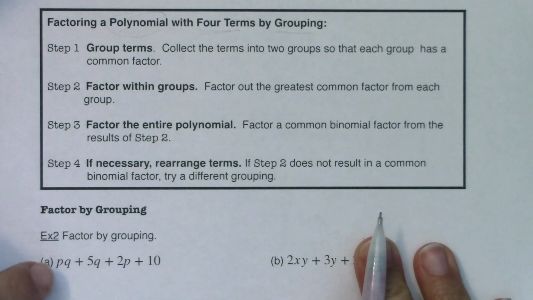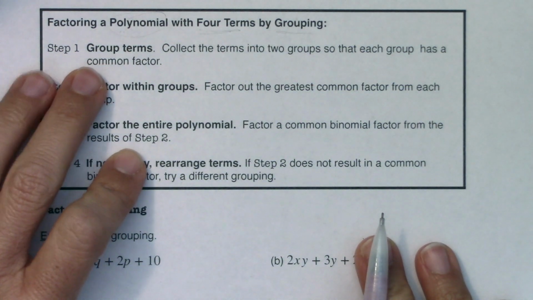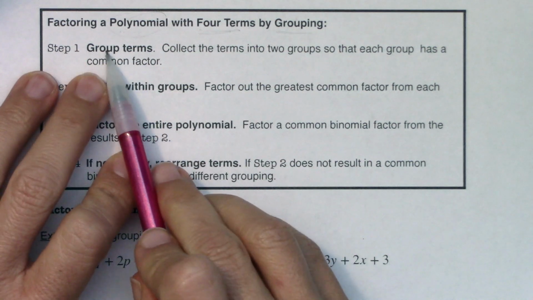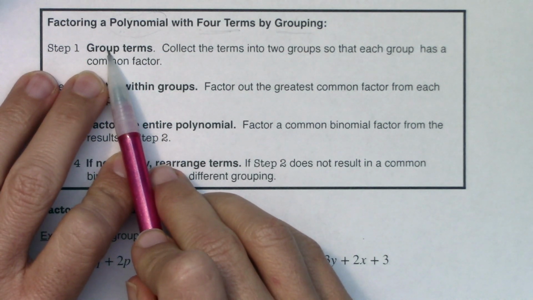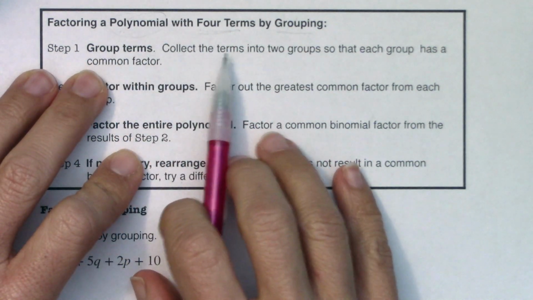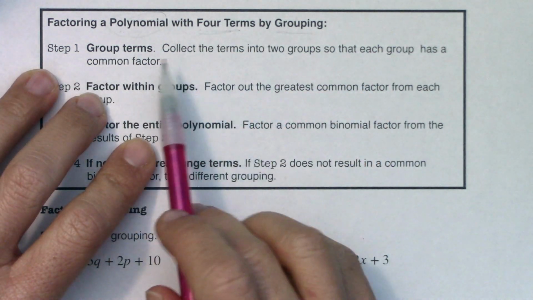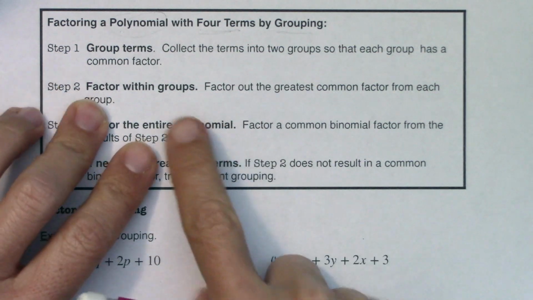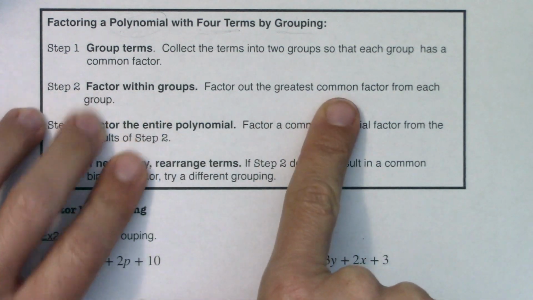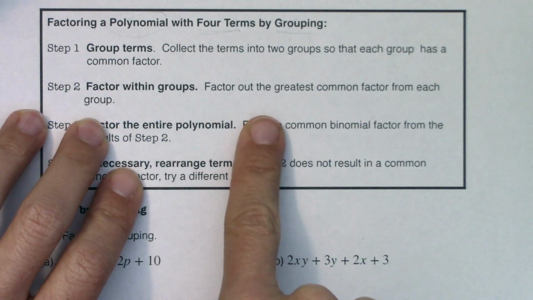You can see this if I scooch to example 2a, right? 1, 2, 3, 4 terms. How could we do that? Factoring by grouping is a common technique for that. So the first thing we're going to do is group the terms. We'll collect these terms into 2 different groups so that each group has a common factor, a GCF that we'll take out. And then we will factor out the GCF from each group, and I'll show you that.